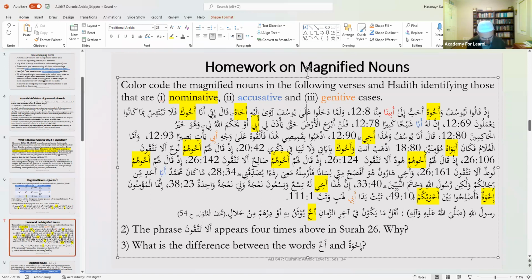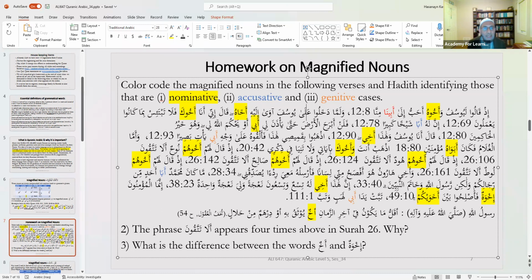When they entered into the presence of Joseph, he set his brother close to himself, right? So you can see suddenly, Awa ilayhi akhahu. So his brother, he just set his brother closer. So this is nominative, akhahu.